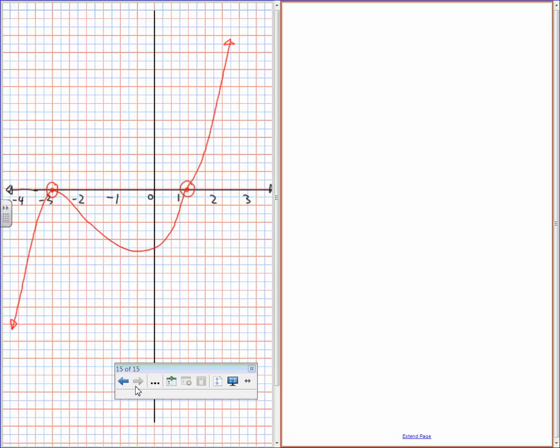I'm glad you asked. Do it right now. Here we go. Triple root. Example 3.